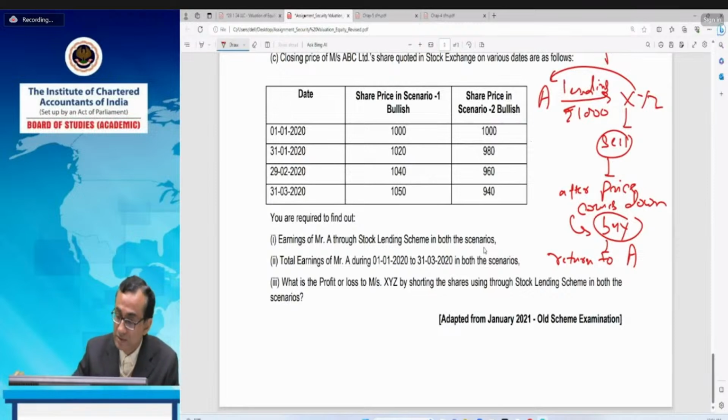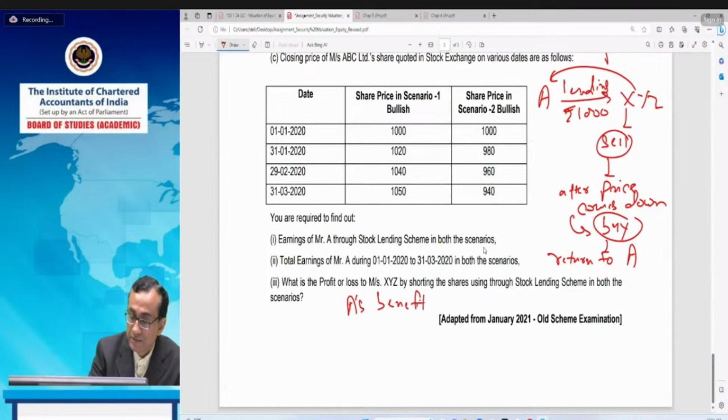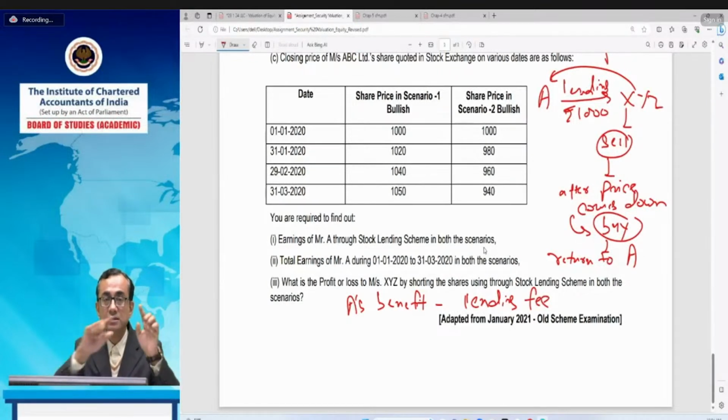What will be A's benefit? A's benefit will be the lending fee. Because A is lending to XYZ, therefore XYZ will pay the lending fee to A. So A's earnings will be the lending fee, and XYZ's expense will be the lending fee because it is paying to A. So what will be the income of A? First of all, A by lending it will get the lending fee. And what will be the total earning of A? It will be the lending fee plus the dividend which he is getting. Again, at the last, we will be calculating the profit or loss.